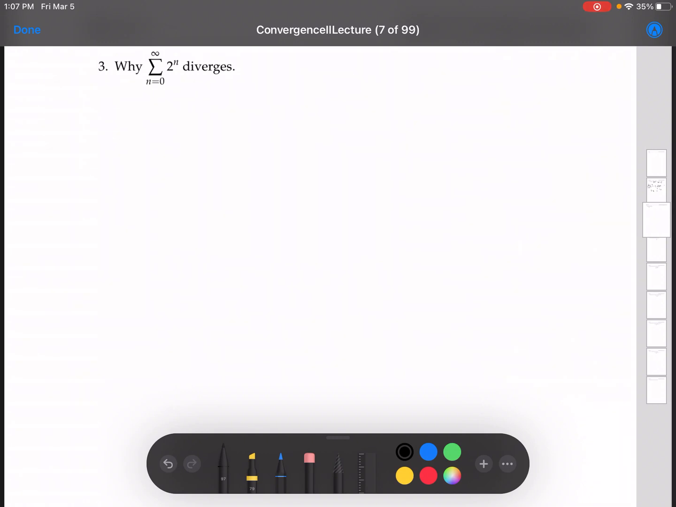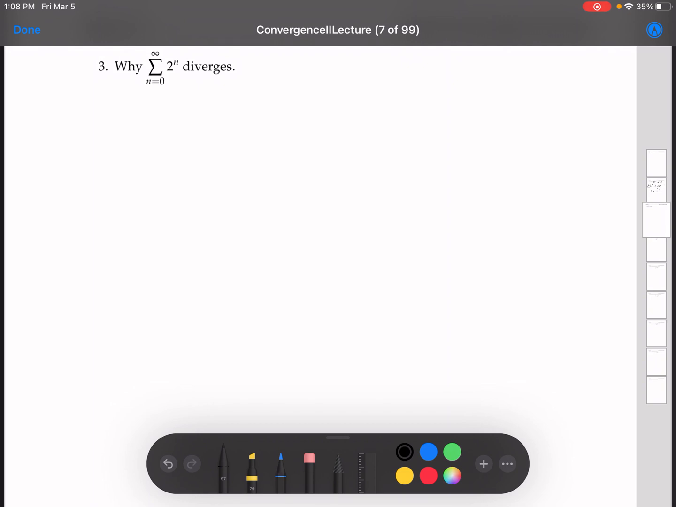In this video, I want to give you some intuition as to why this infinite geometric series diverges. Now remember that we can think of an infinite series as the sum of a bunch of rectangles that have width 1 and height a_n, a_n being the rule, in this case 2 to the n.